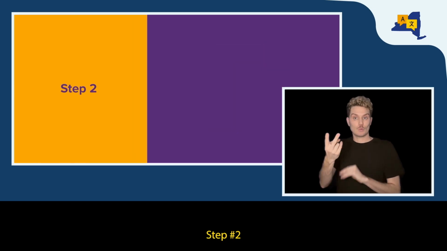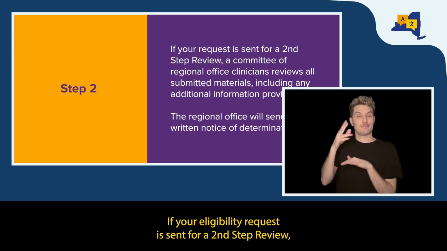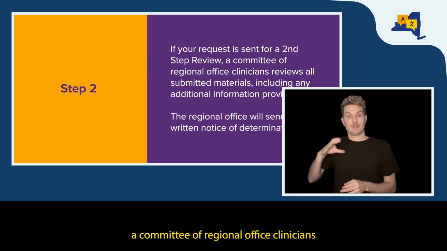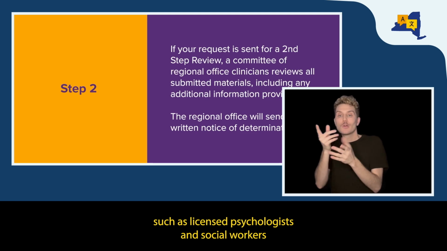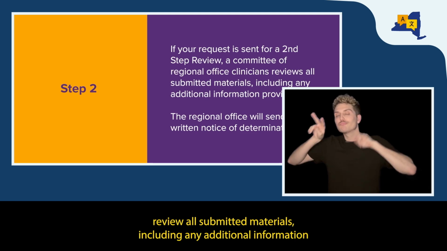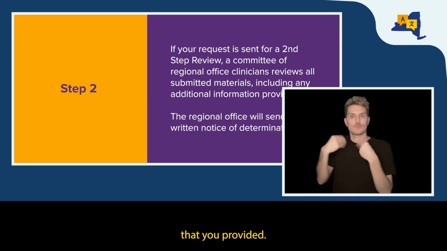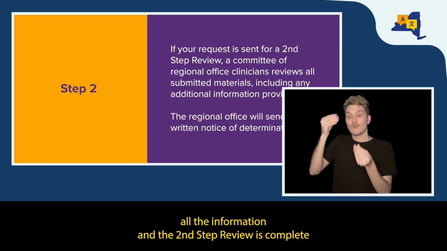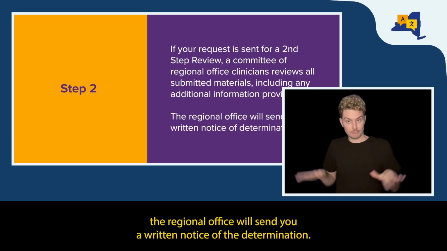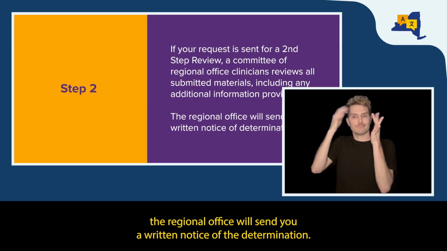Step 2. If your eligibility request is sent for a second step review, a committee of regional office clinicians, such as licensed psychologists and social workers, review all submitted materials, including any additional information that you provided. When the committee has reviewed all the information and the second step review is complete, the regional office will send you a written notice of the determination.